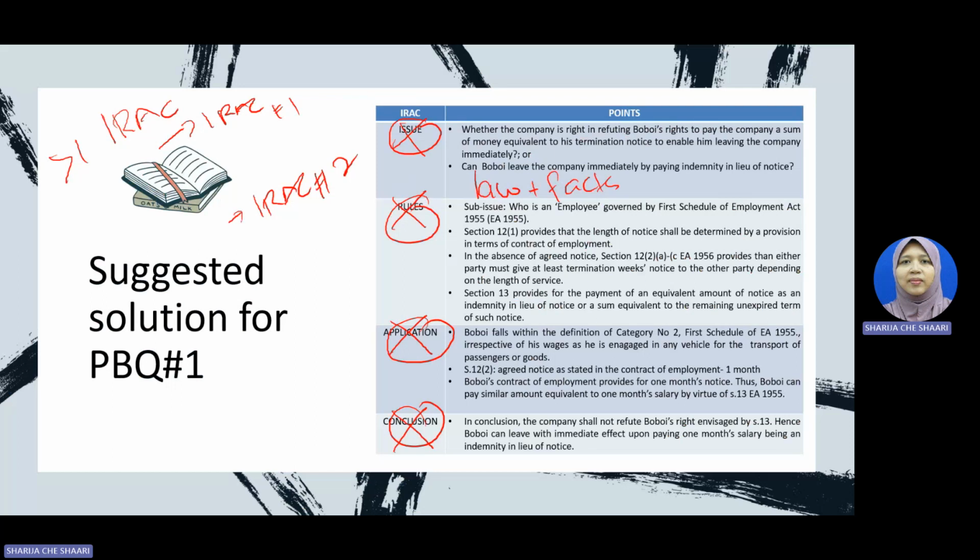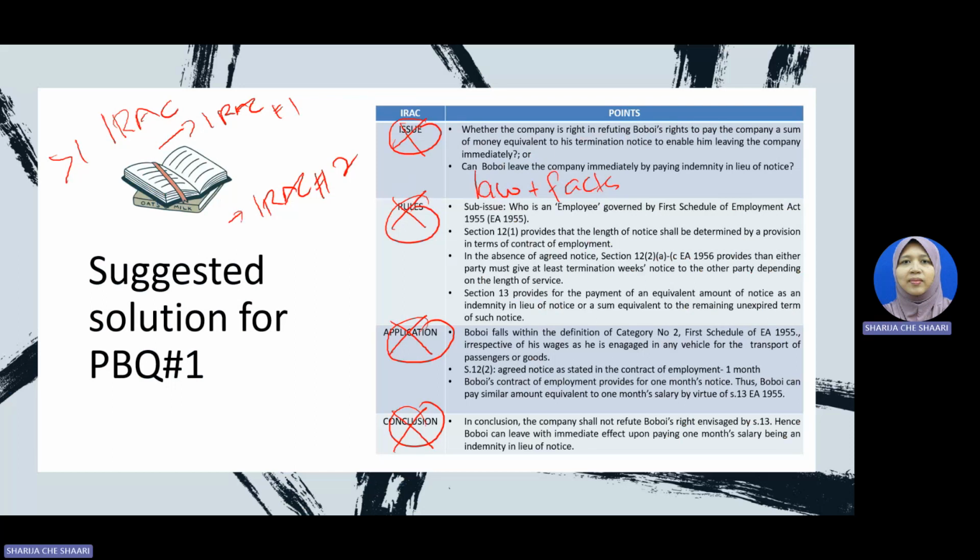So let's say he serves one month's notice, but only works for 1 week. Therefore, he has to pay the company 3 weeks' notice indemnity. So then how are you going to apply? The application will be long. First you have to explain whether Boboy falls under the first category. So you explain the law, then you apply to Boboy. Next, you explain about the length of notice.